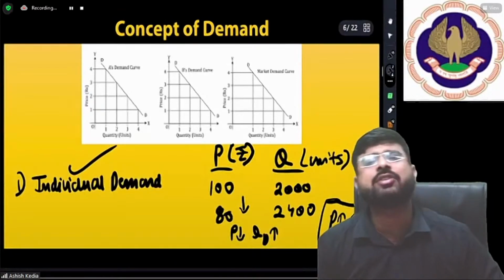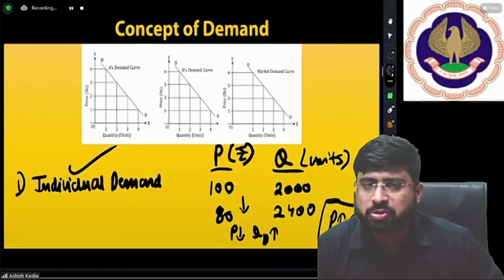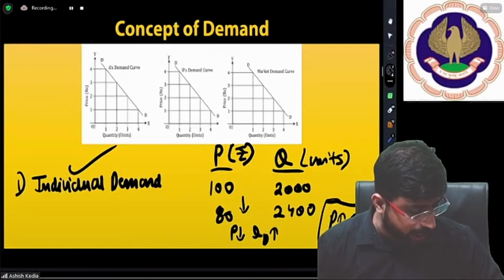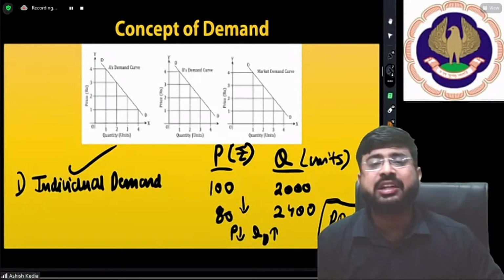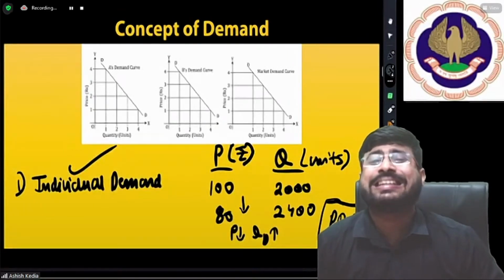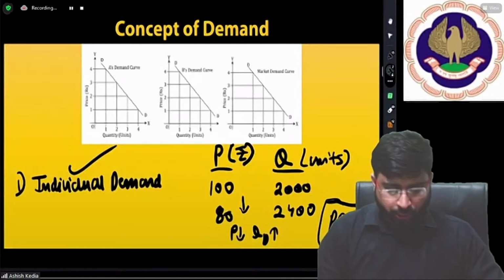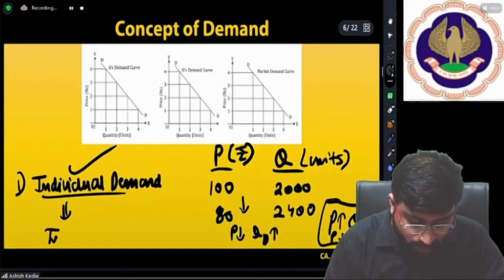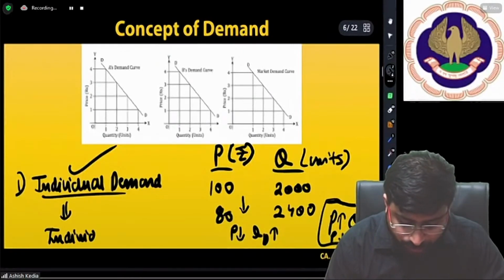But sir, what is individual demand? Individual demand talks about demand for a commodity by an individual consumer. So when we talk about individual demand, we talk about who? We talk about an individual consumer.